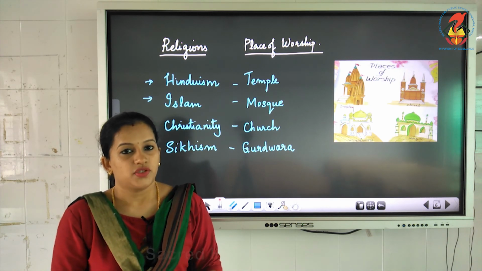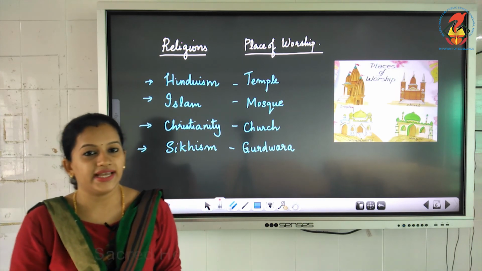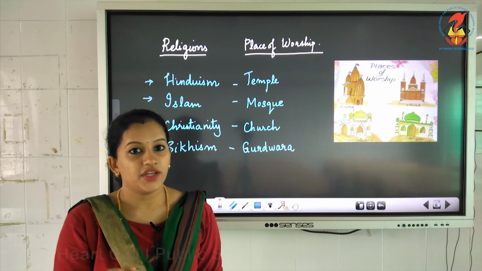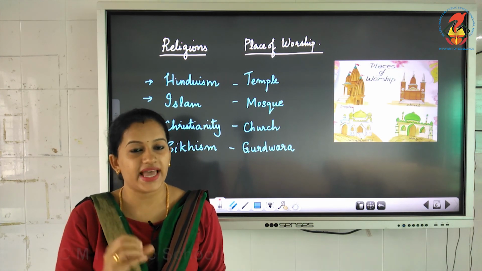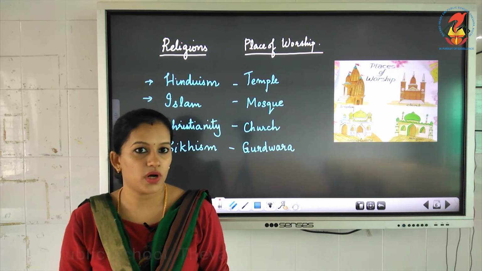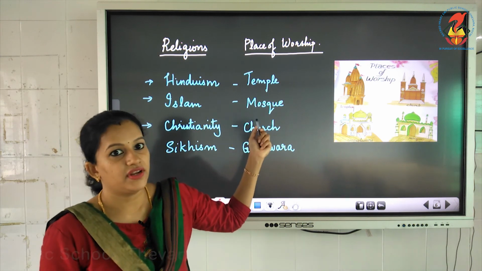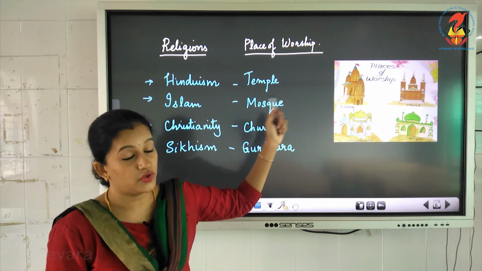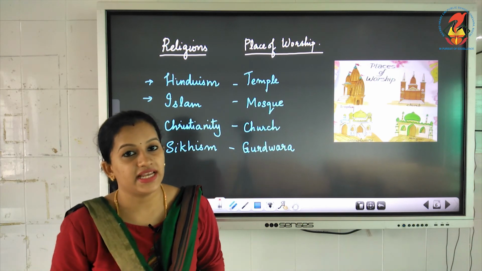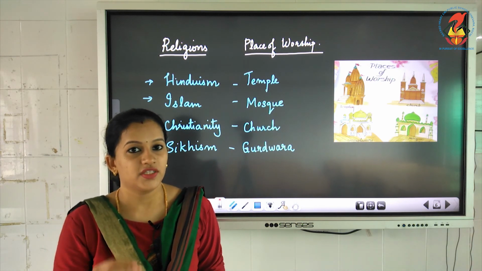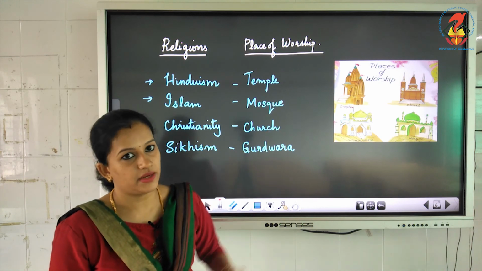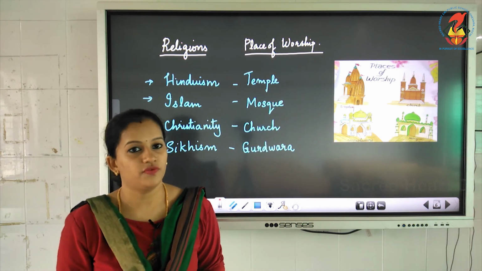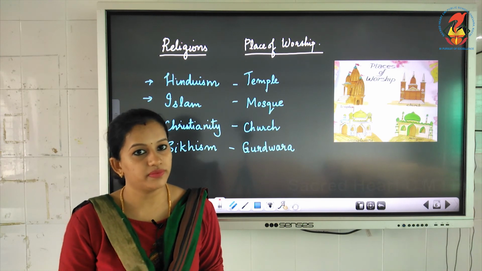Okay. So children, I hope that this section is clear for you. Please read your worksheets and do the activities that are given in your worksheet. The religions and the place of worship is given as an activity in your worksheet. So please fill it up in your worksheet, the religion and the place of worship. Okay, I hope this is clear.